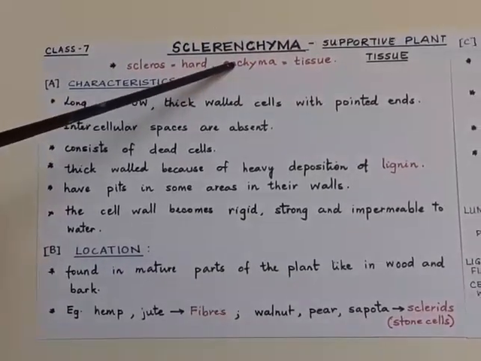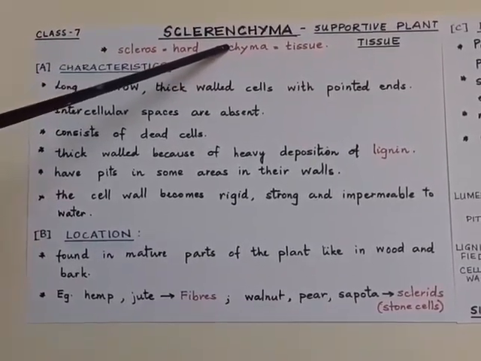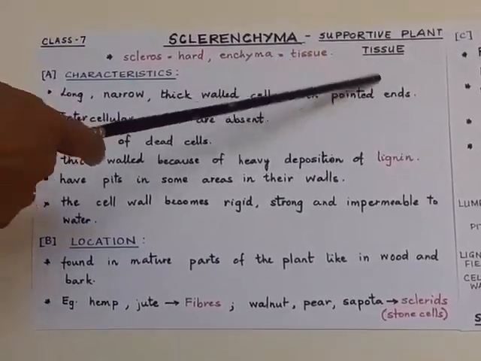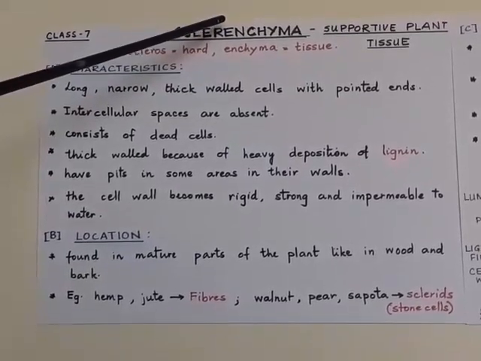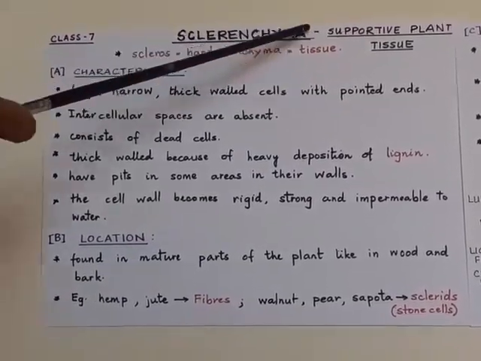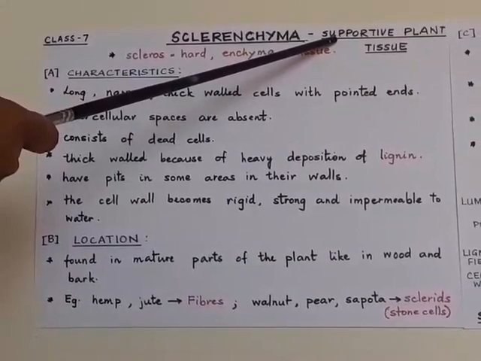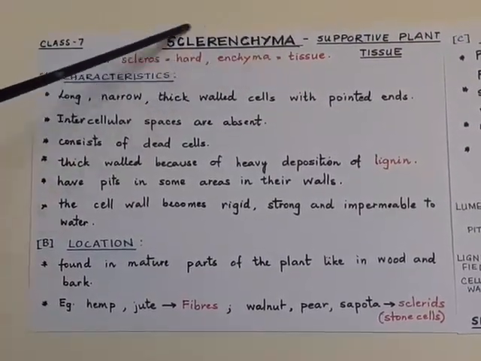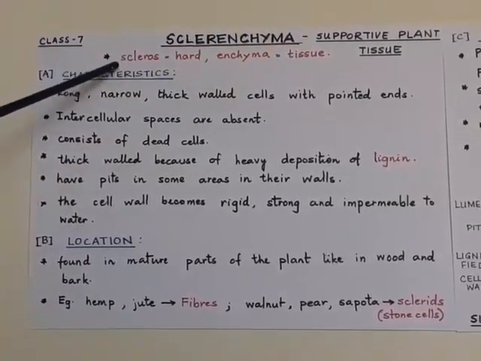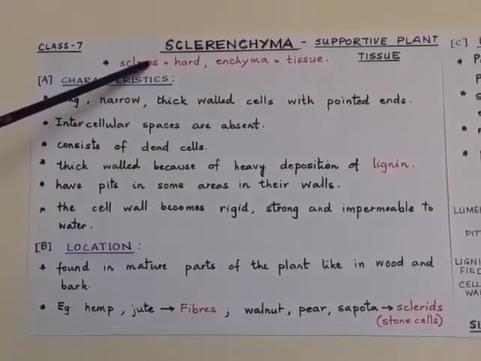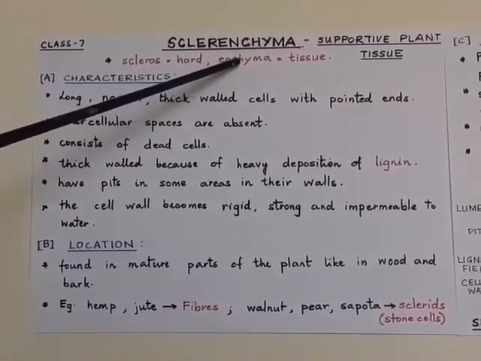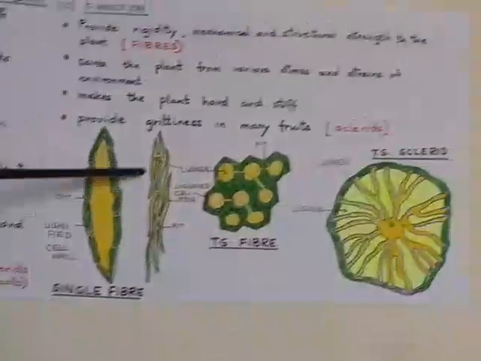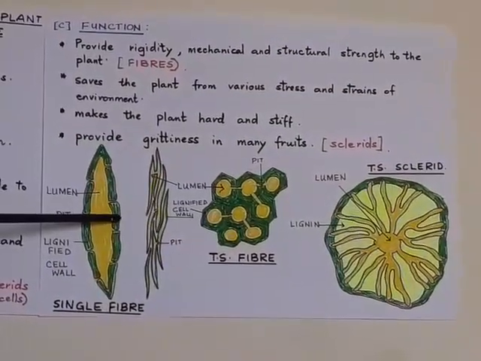In the previous videos, children, we have already completed the previous two supportive plant tissues, which were parenchyma and collenchyma. Today we will be doing the third and the last type of supportive plant tissue, which is known as sclerenchyma. The name sclerenchyma has been given because scleros in Greek means hard and enchyma means tissue. Okay. Now come to the four diagrams over here.